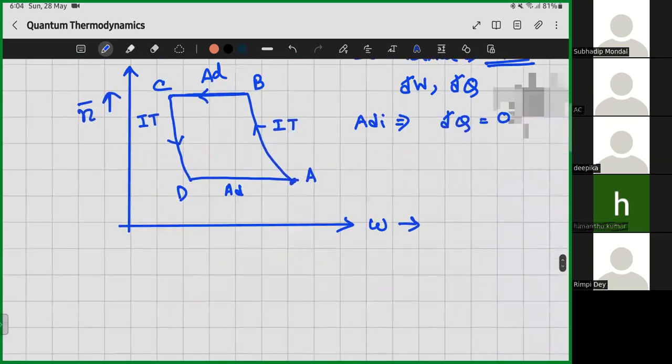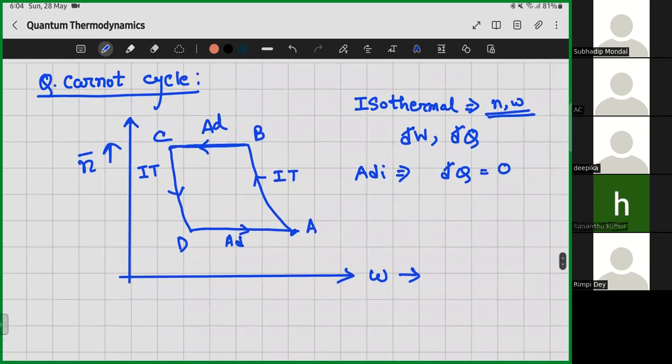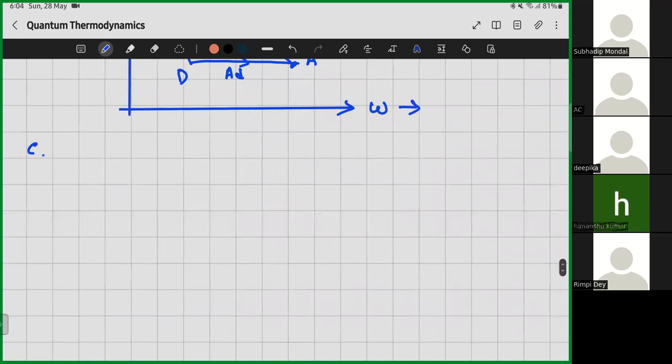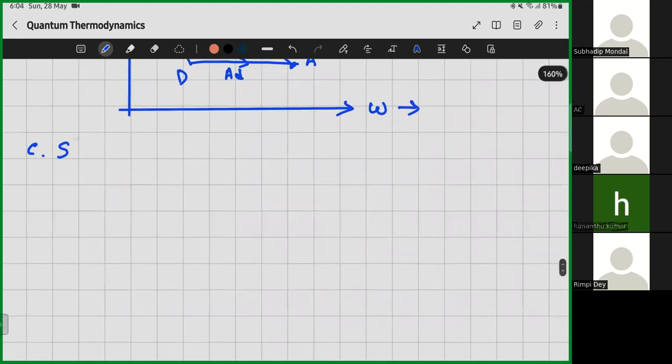So the adiabatic process is clear. Now again it is isothermal and adiabatic. So on the quantum scale, in n bar and omega, the Carnot cycle is defined like this. Similarly, we can define the Stirling cycle and the Otto cycle. First, the Stirling cycle.